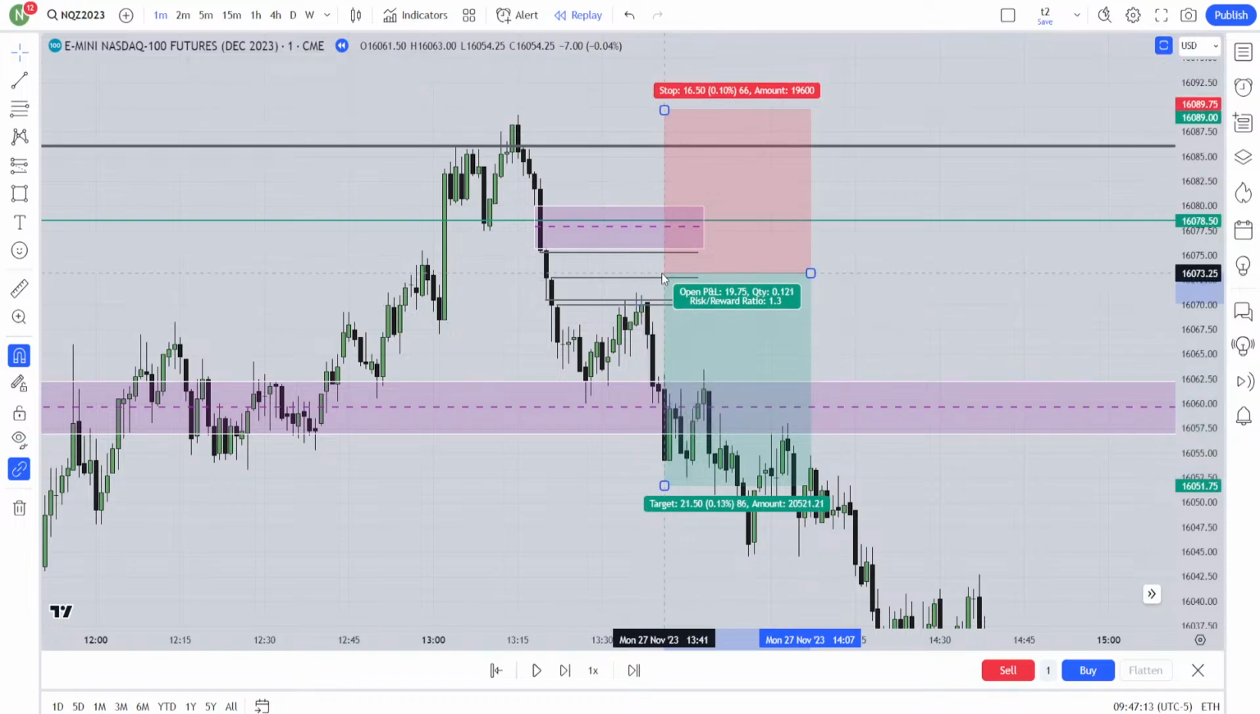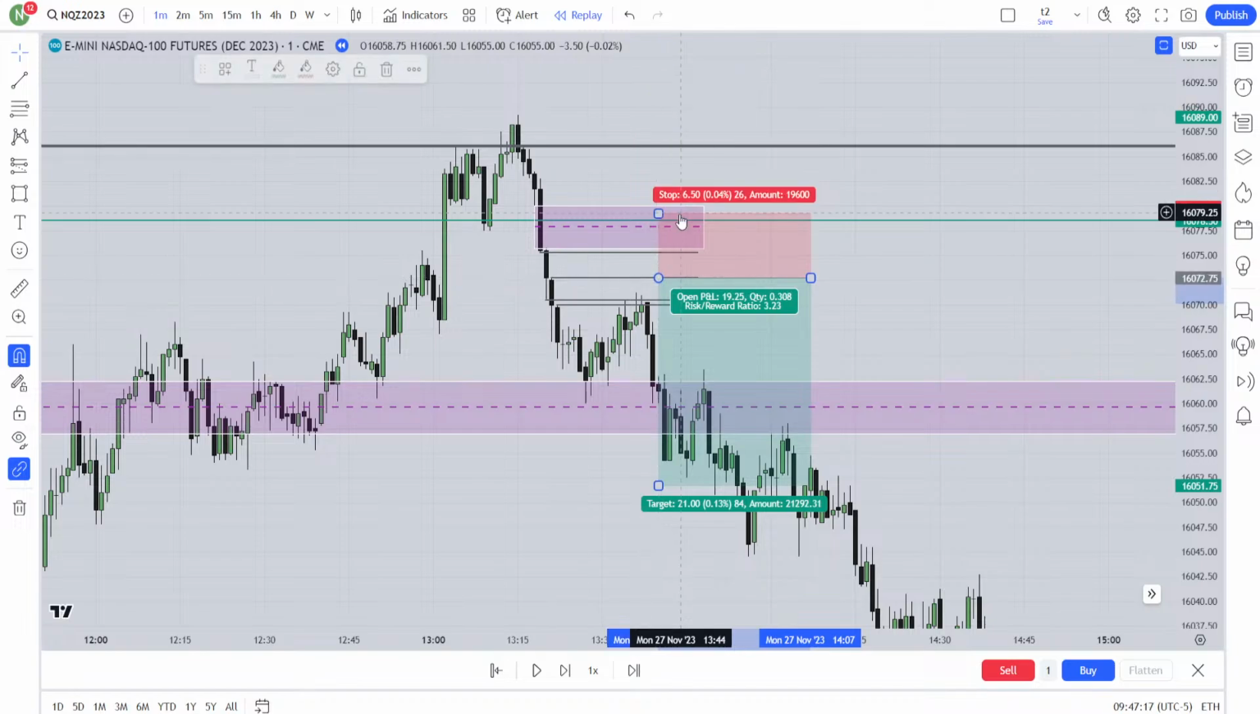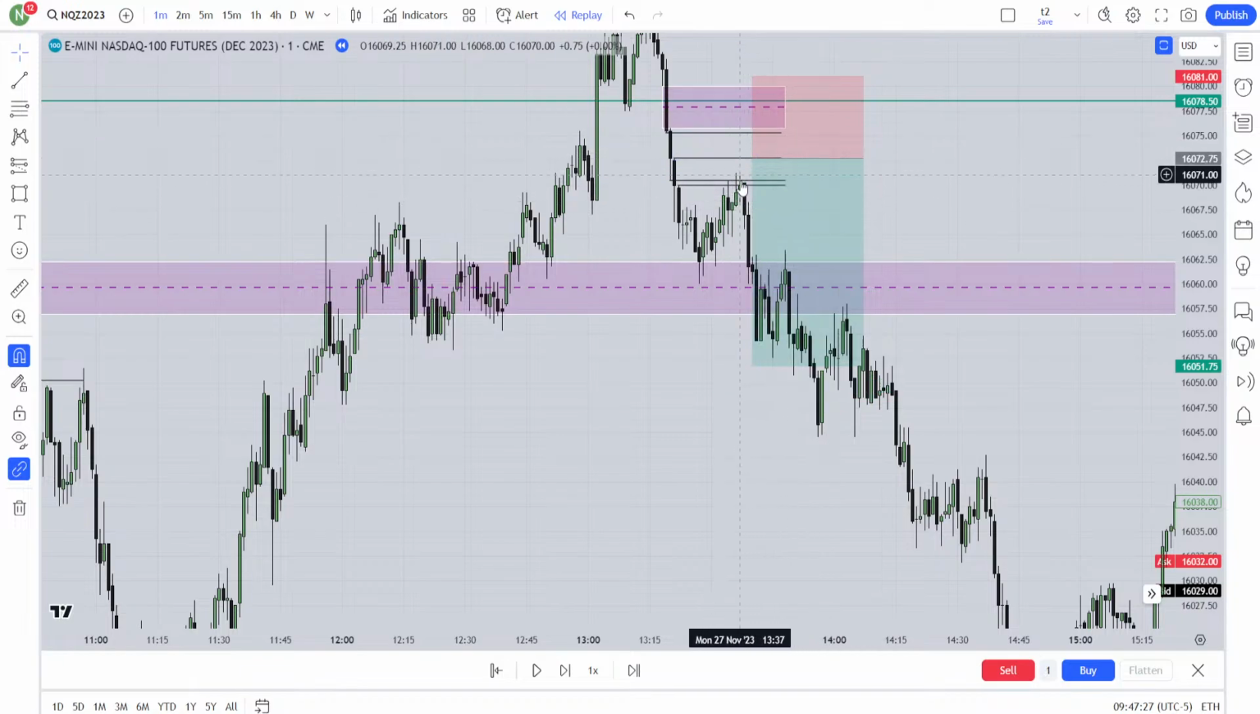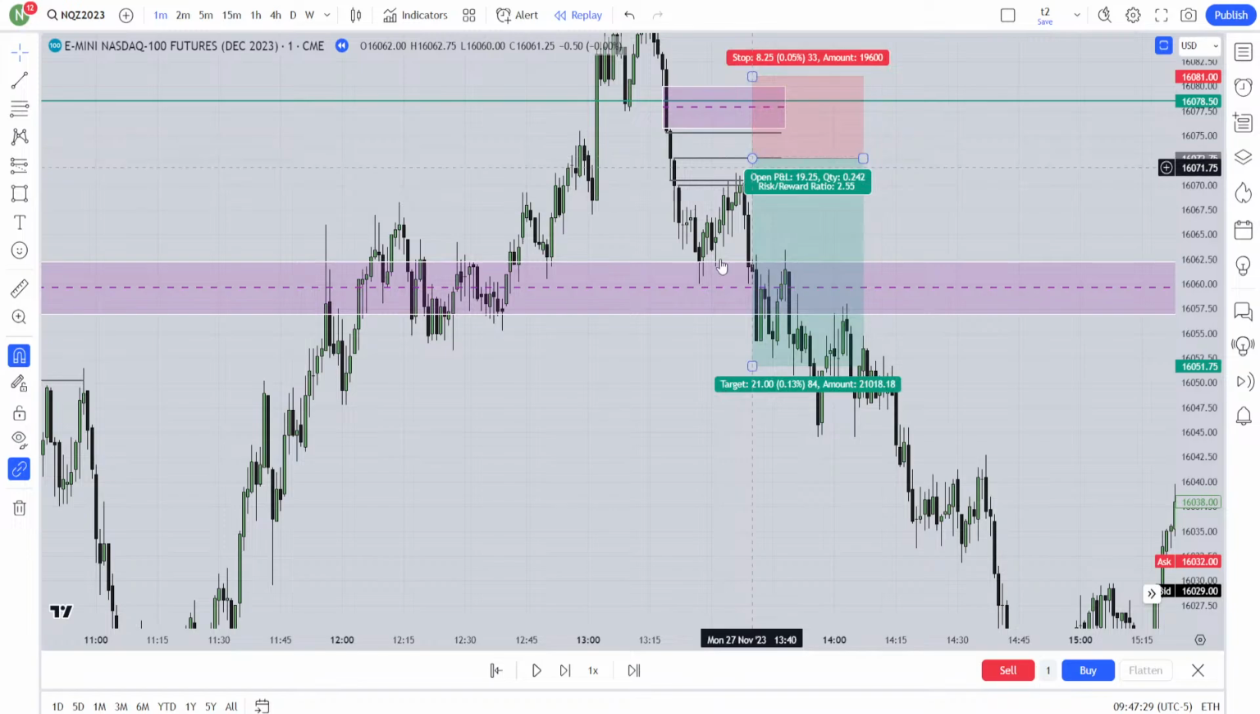Instead, I will take my entry over there. I will put my stop loss above the consequent encroachment, as it is very small. So I will put it above the breakaway gap. Okay, I will put it. Now I missed the trade. Okay, just think I didn't know whether it would go over there or not.